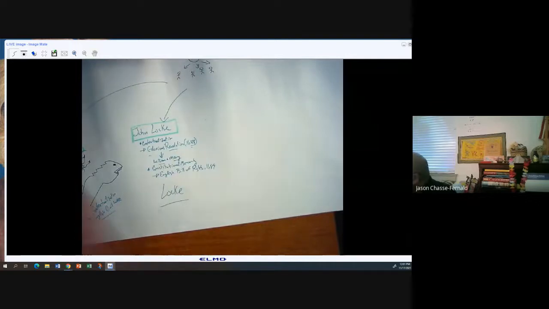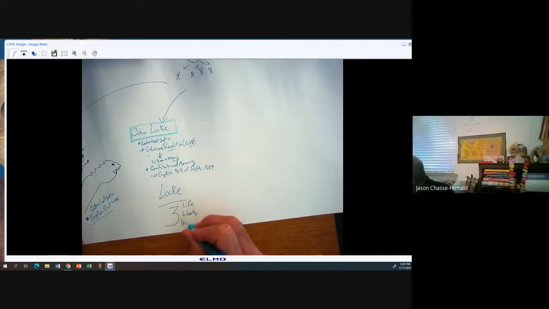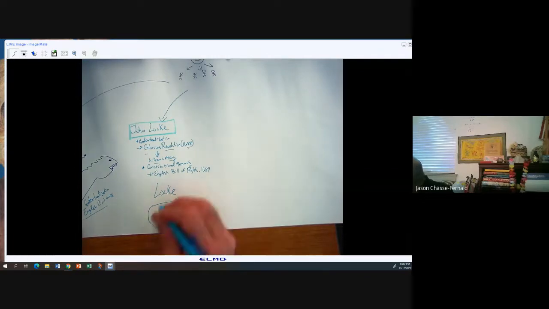So let's draw this out here. Let's keep using this blue. What are the three major rights here? What are my natural rights? Life, liberty, and property. This is the wall of government, created to protect life, liberty, and property. These are my natural God-given rights. These are my natural rights.